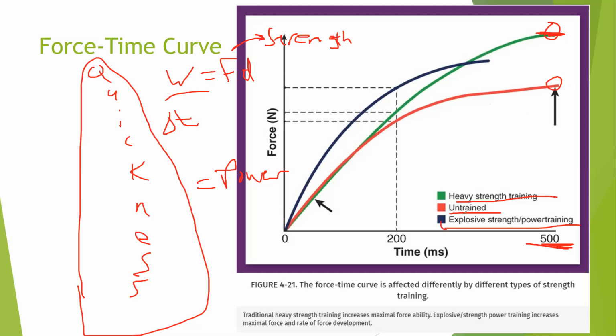However, if I am training for power, so that's explosive movements, think plyometric training, now I can produce a great amount of force in the shortest amount of time. If you notice here, when I reach 200 milliseconds, I am far and away ahead of everyone.